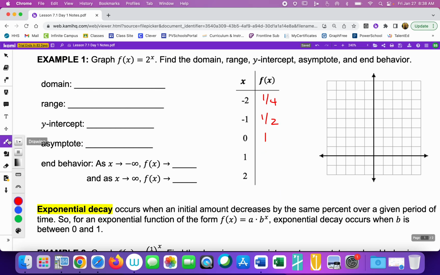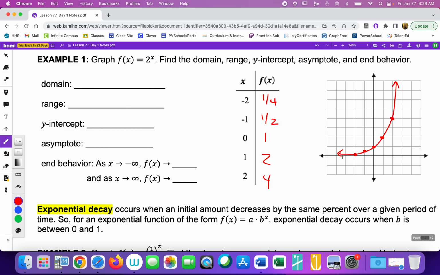So plot those, and we'll talk about what's going on. You notice those first 3 kind of look linear, and this is when it's going to start curving. 1, 2, and 3, 4, and so on.